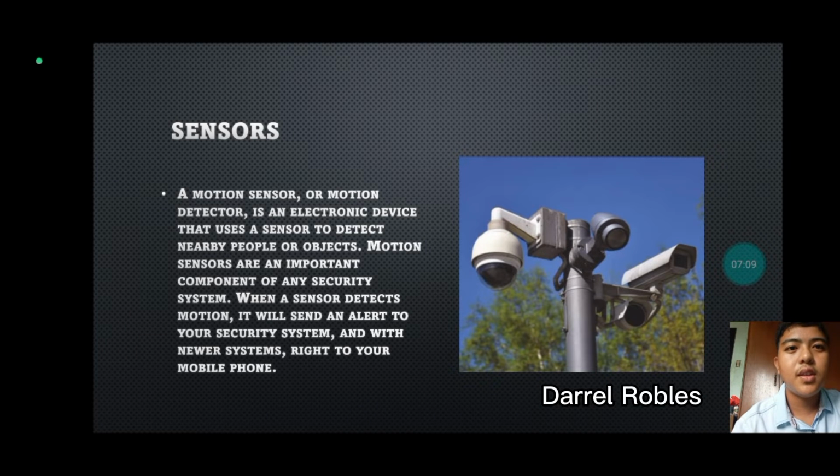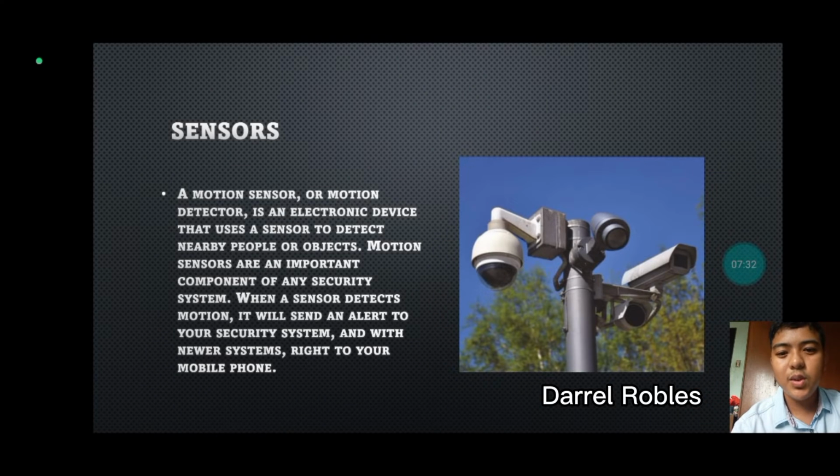And the fourth is the sensors. A motion sensor, or motion detector, is an electronic device that uses a sensor to detect nearby people or objects. Motion sensors are an important component of any security system. When a sensor detects motion, it will send an alert to your security system and, with newer systems, right to your mobile phone.